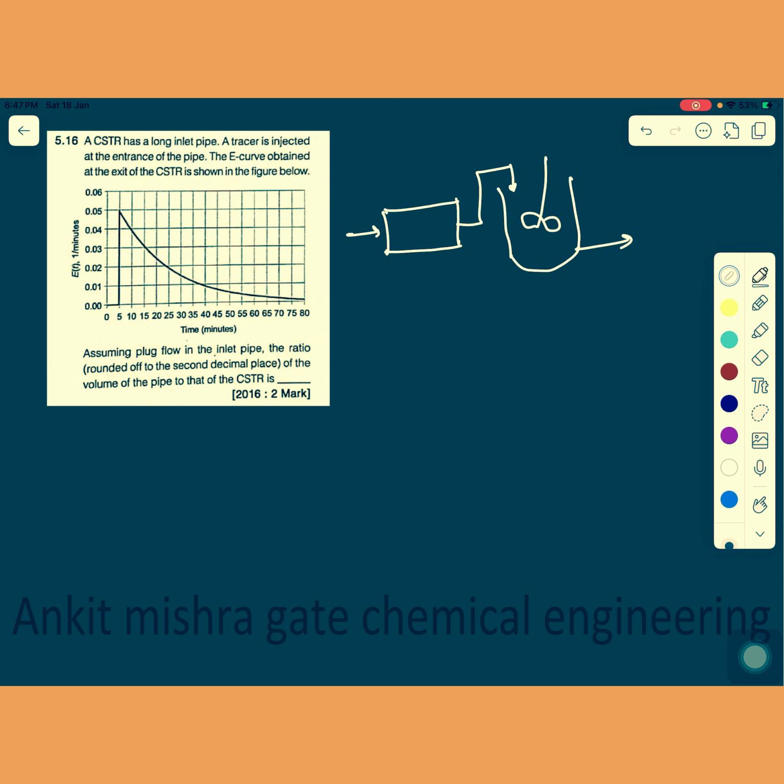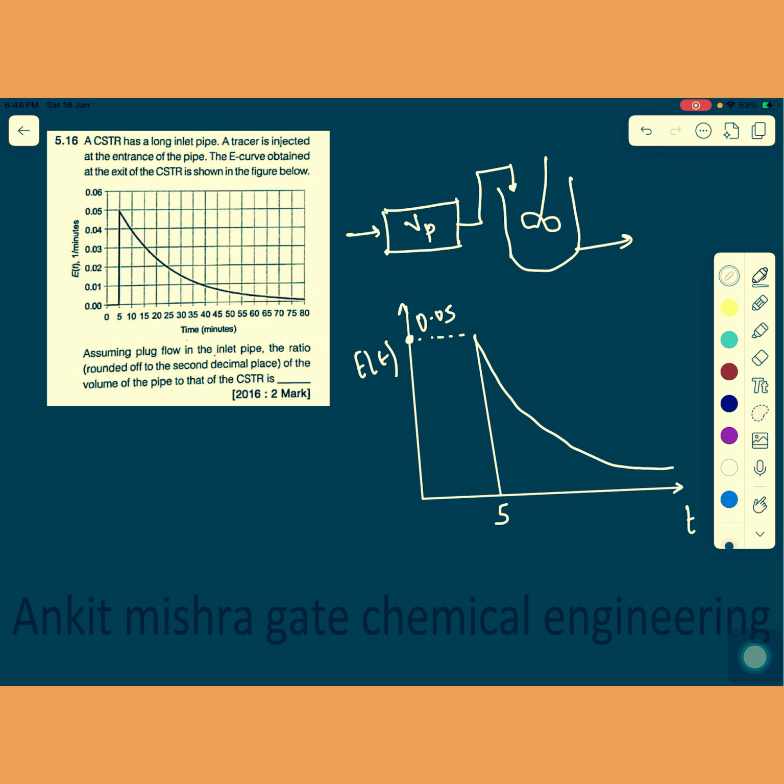So the E curve is given like that. The exit age distribution curve is given to you. This is time, and this is the E(t) versus time curve, and the maximum is showing 0.05, and this one is 5. You have to find the ratio of the volume of pipe to the volume of CSTR. So let's say the volume of pipe Vp is the volume of the plug flow reactor, and the volume of CSTR Vm is the volume of the mixed flow reactor. So you are supposed to calculate Vp divided by Vm.